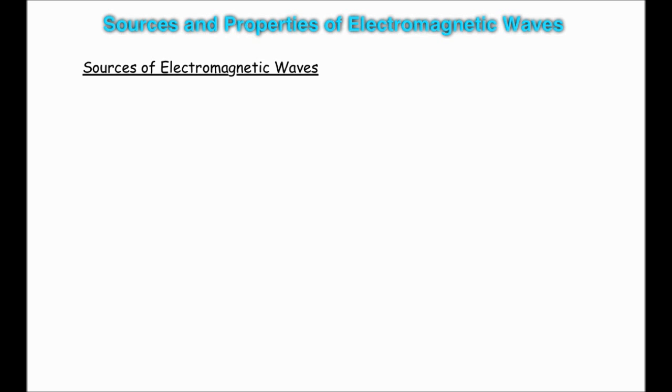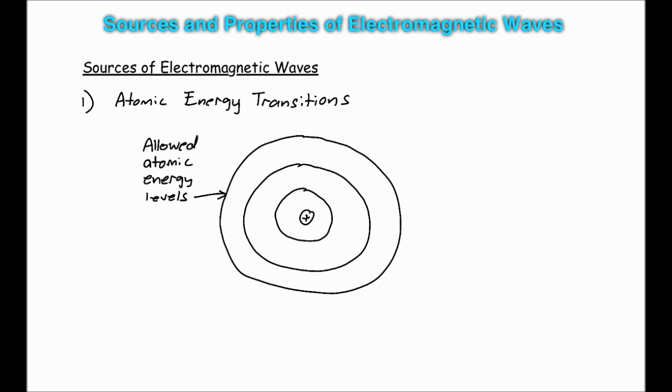So the first one I want to mention is atomic energy transitions. Basically, this means electrons that are dropping down in atomic energy levels. Just to give you the basic idea, if we have an atom where this is the nucleus, then the electrons exist in specific energy levels, which I'll just show this way. Normally electrons exist in the lowest available energy level.